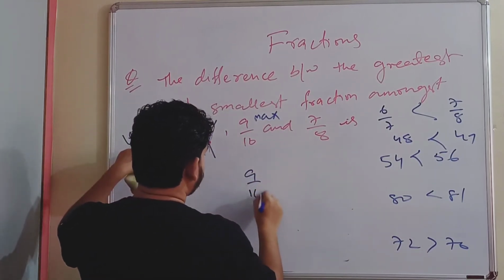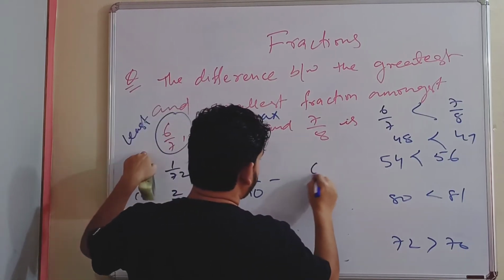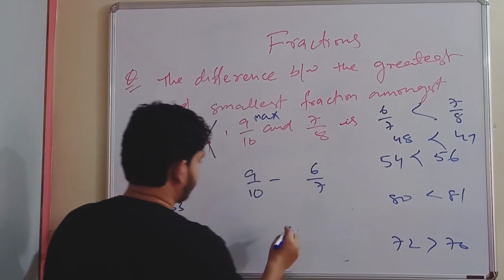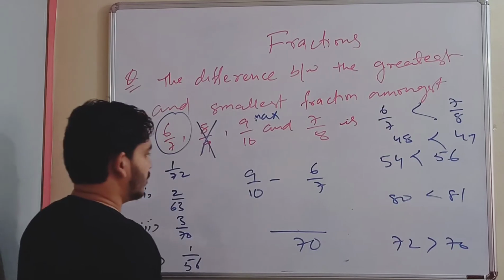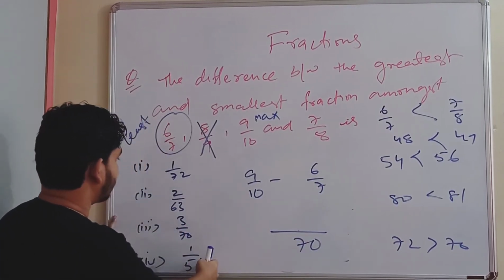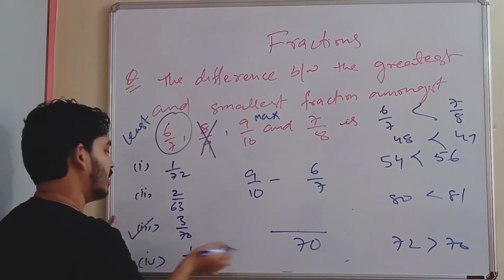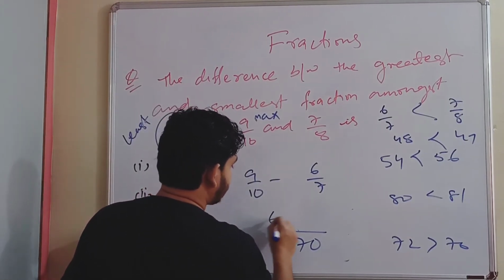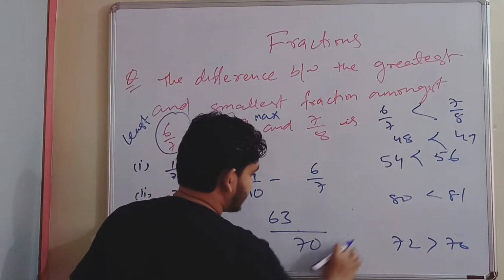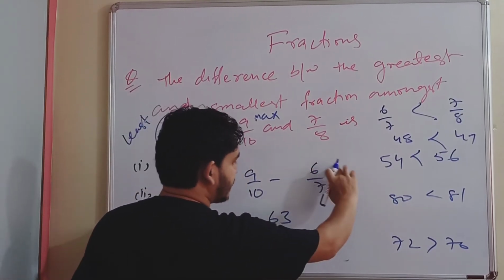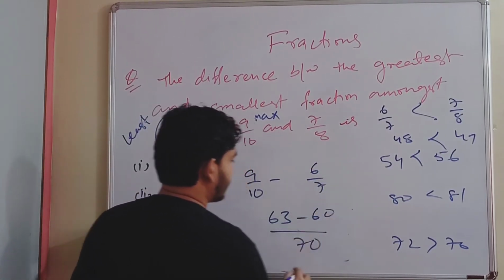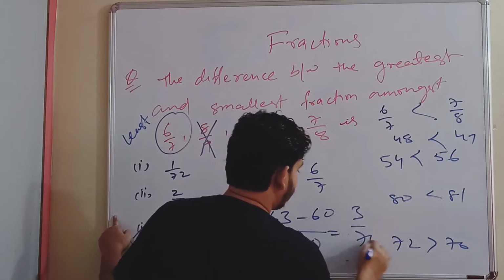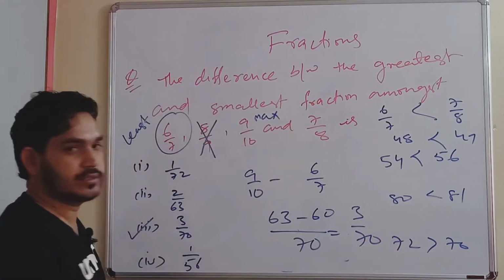9 by 10 minus 6 by 7. LCM 70. So only one option there has the LCM 70, option third, but let's calculate. 10 7s are 70, so 9 7s are 63. 7 10s are 70, so 6 10s are 60. So what you will get is 3 by 70. The correct option is 3 by 70.